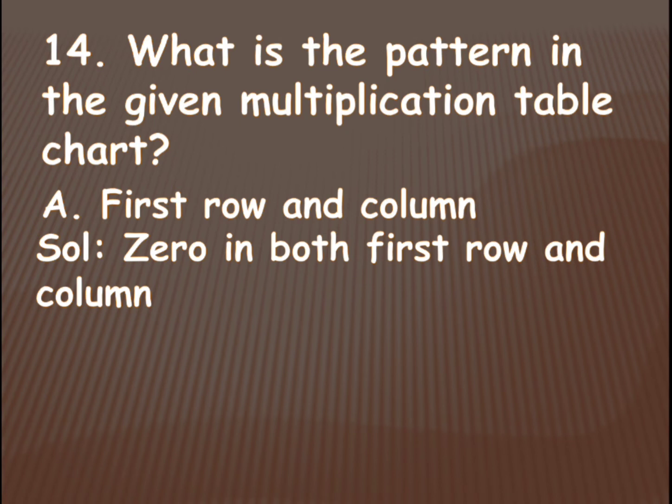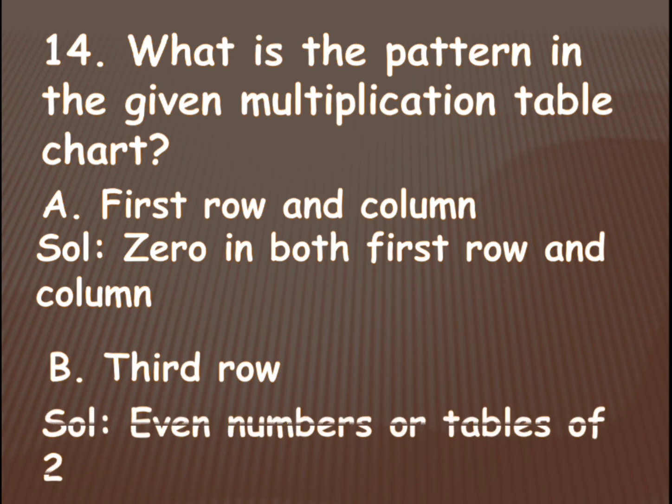Okay, next you have the third row. If you see, children, 0 is the first row, 1 is the second row, third row is 2. Look at the answers: 0, 2, 4, 6, 8, 10, 12, 14, 16, 18, 20, 22, 24. All are even numbers, isn't it? Or you can say it is the multiplication table of 2. Even numbers are those which end with 2, 4, 6, 8, isn't it? So you can either write even numbers or the table of 2 or multiplication table of 2.